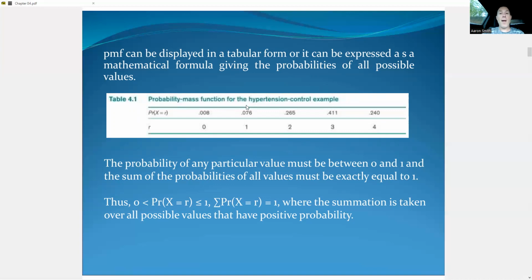And so this defines a mathematical function between 0, 1, 2, 3, 4, and the probabilities. And when I say function, I mean in the sense of a college algebra function. The probability of any particular value must be between 0 and 1. So remember, probabilities are always between 0 and 1, and they always add up to 1.